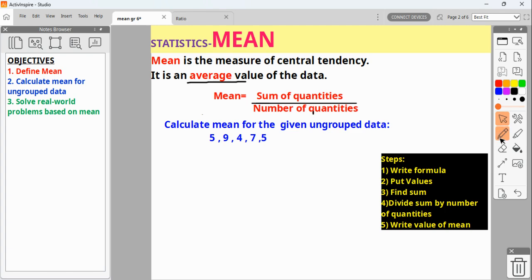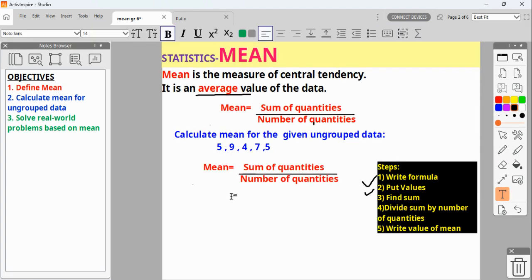So if we follow these steps, step number 1 is write formula. When we want to calculate mean for this given ungrouped data, first step is to write formula. So I will write formula and here it is. Mean is equal to sum of quantities divided by number of quantities. Next step, we have to put values in the formula. So let's start putting values in the formula.